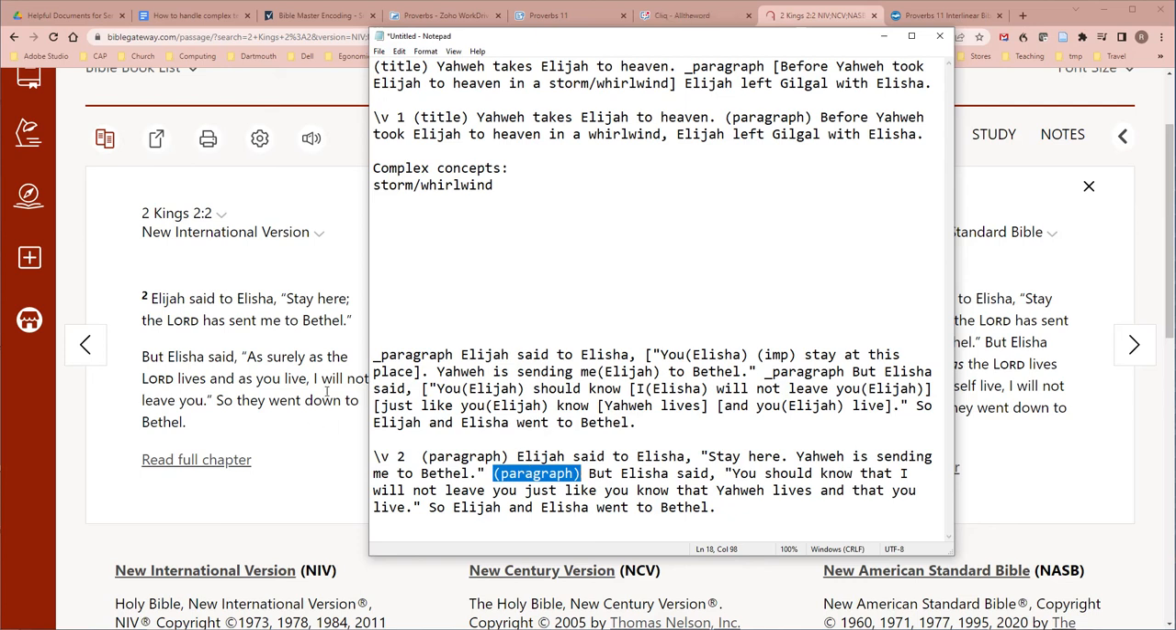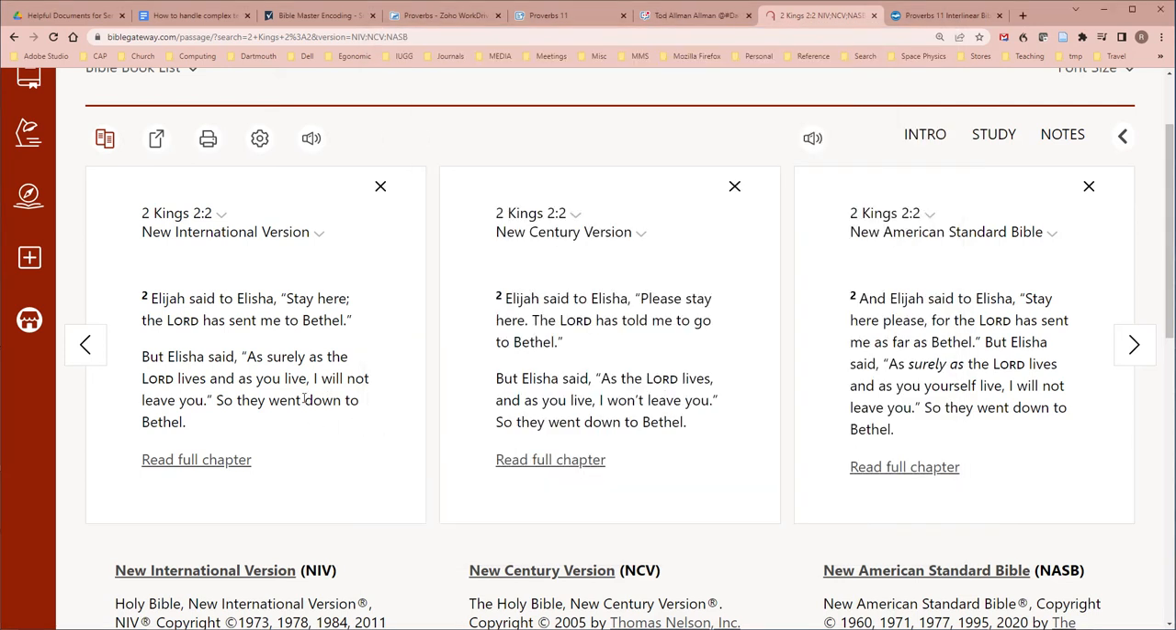Okay, so let's switch and look again at the English translations. But Elisha said, "As surely as the Lord lives and as you live, I will not leave you." So they went down to Bethel. Okay, so let's look in New Century. But Elisha said, "As the Lord lives and as you live, I won't leave you." So they went down to Bethel.